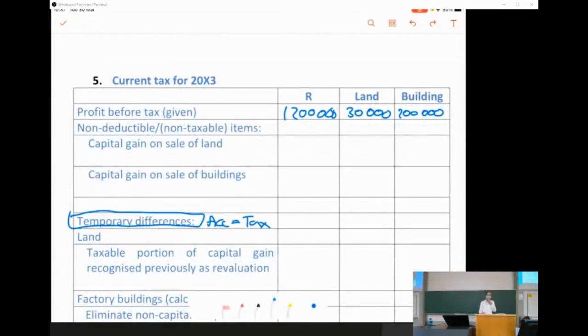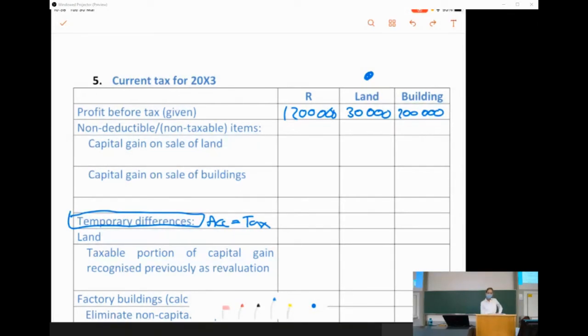However, we have to remember that we have to split it between our temporary differences and our non-deductible items. So for sale of land, remember, included in this profit of 1.2 million is the 30,000 profit for land. However, 20% of that is exempt of tax.